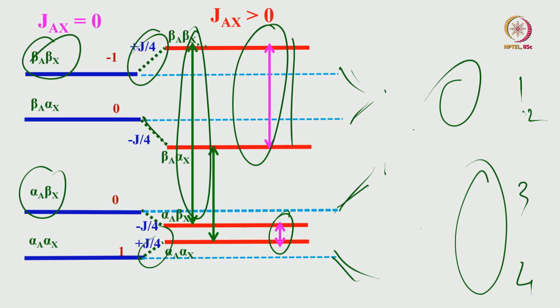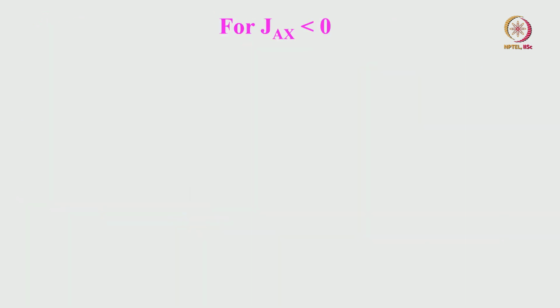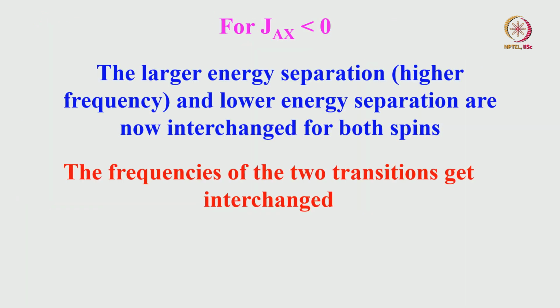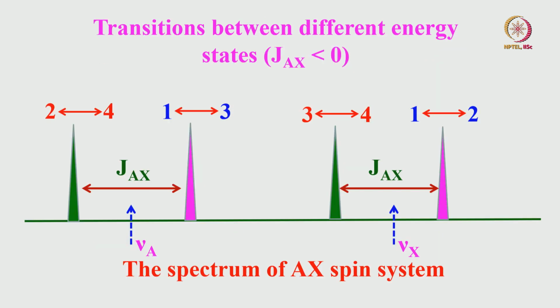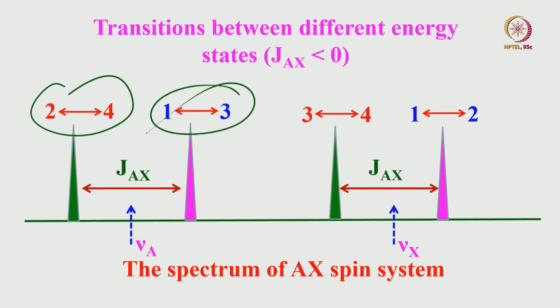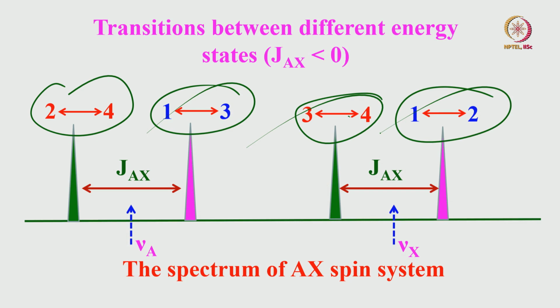But what happened in this case is everything gets reversed. So, when the coupling is negative, the larger separation, that is the higher frequency, and the lower separation are now interchanged. As a consequence, the frequencies of the 2 transitions get interchanged. What happens to the appearance of the spectrum? This was earlier 1 3 and this was 2 4. Now you see this became 2 4, this became the 1 and 3 transition. Earlier this was 1 and 2, now it became 3 and 4, and earlier this was the 3 4 transition, now it became the 1 2 transition.